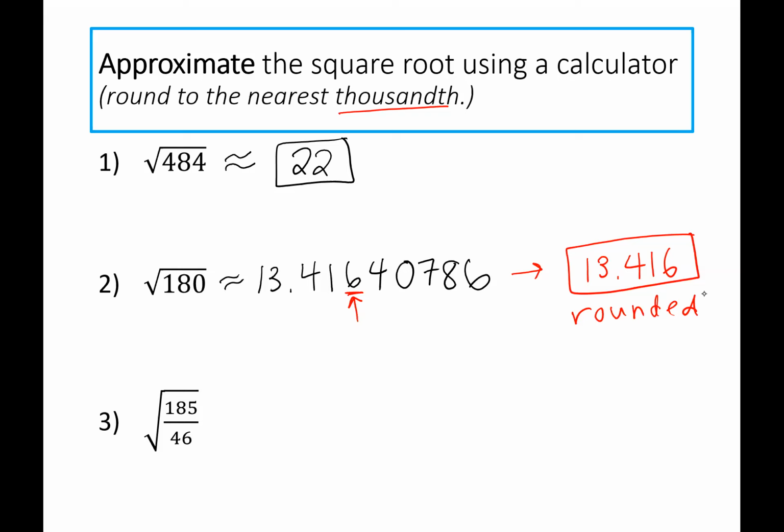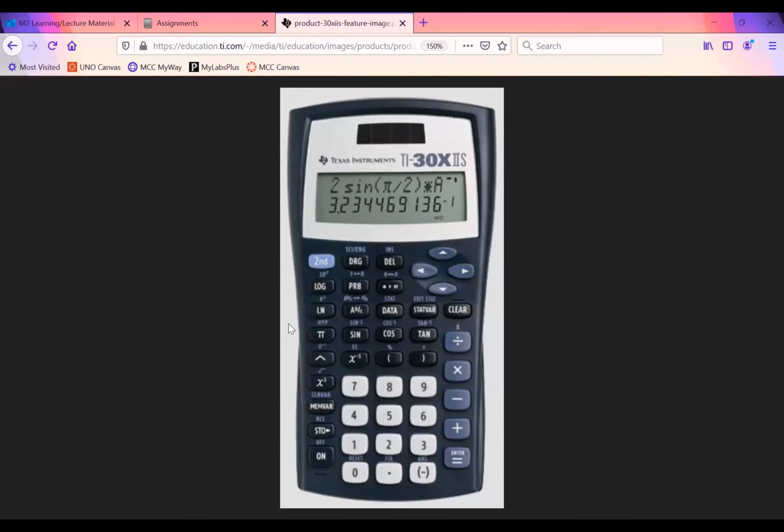So this is number 3, the square root of, this is a fraction now, 185 over 46. Depending on our calculator models, we might have just a little issue with this. So I am going to take us back to that screen where we had the image of the calculator. It's 185 over 46. All right, I'm just going to write that down before I forget it. Square root of 185 over 46. Okay, so let's figure out how to enter that on our calculator.